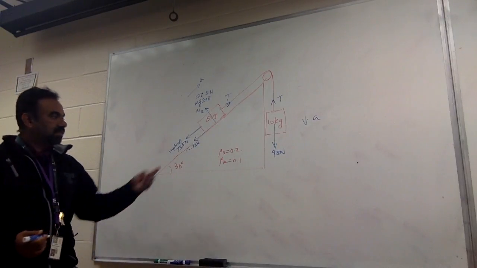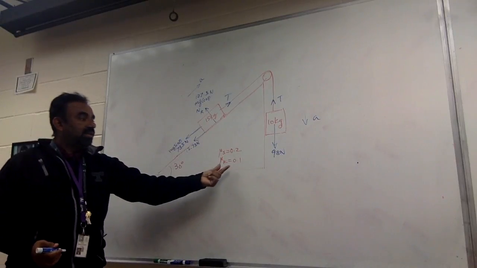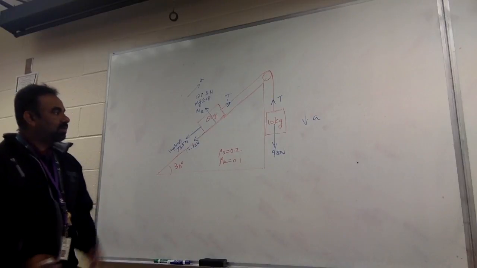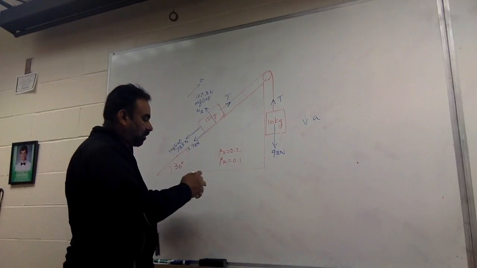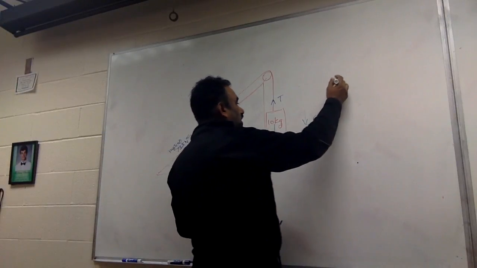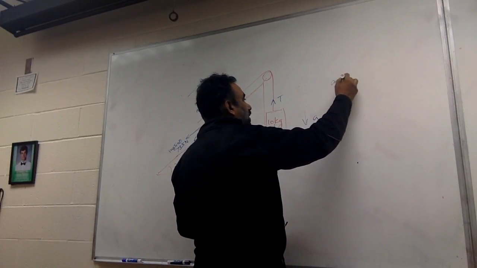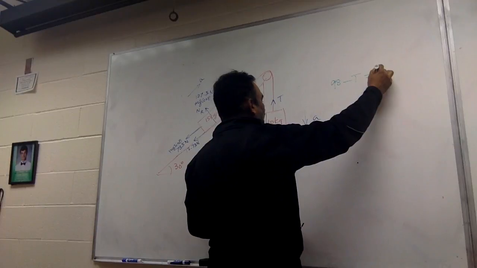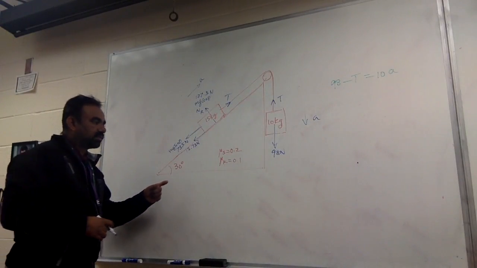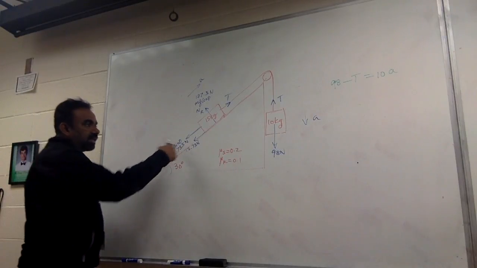That's the coefficient, that's the friction force. How? It is mu k times normal force. So it's 12.73. Now, what do we do? Go to this object and apply Newton's second law. 98 downward minus tension is equal to ma. Then go to this object and apply the same thing.